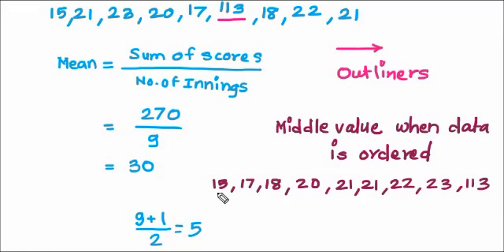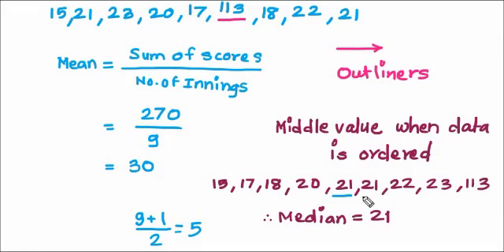So let's find the value at the middle position. So 1, 2, 3, 4, 5. And so 21 is the value at the middle position. And hence, in this case, our median is equal to 21. Now, if you see the scores are around 21. If you see 20, 21, 22, 23, 18, so they are very close to 21. So yes, 21 is a representative value of this data set.